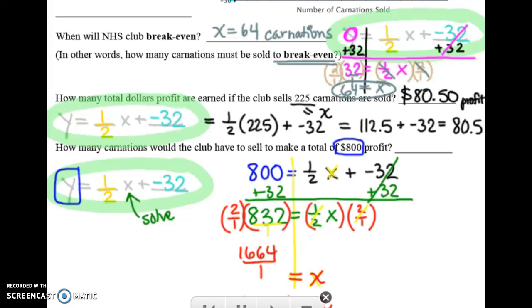That's not a bad number of carnations, but you'd have to sell quite a few to make that $800 profit. Needless to say, I'm not going into the flower business.